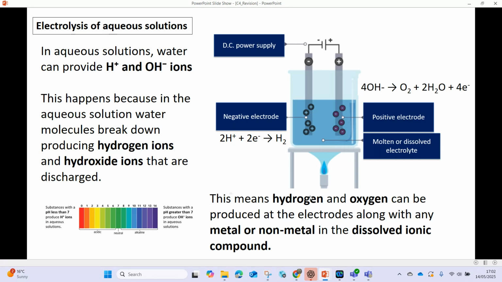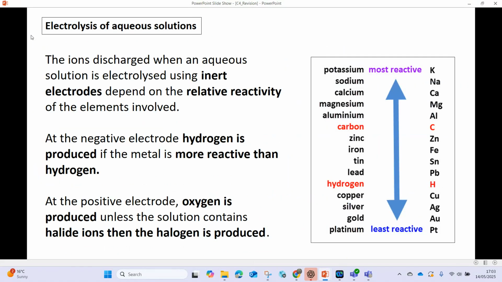So at the negative electrode, we'll get the metal appearing, but you'll also get hydrogen there, from the water. So the hydrogen ions gain electrons to form hydrogen gas. At the positive electrode, because there are hydroxide ions in the water, you'll have hydroxide ions losing 4 of their electrons. They'll form oxygen, and they'll also form water. So these need to be considered whenever you're looking at an ionic compound dissolved in a solution. So when we think about electrolyzing anything in an aqueous solution, we've also got to consider hydrogen and hydroxide ions.